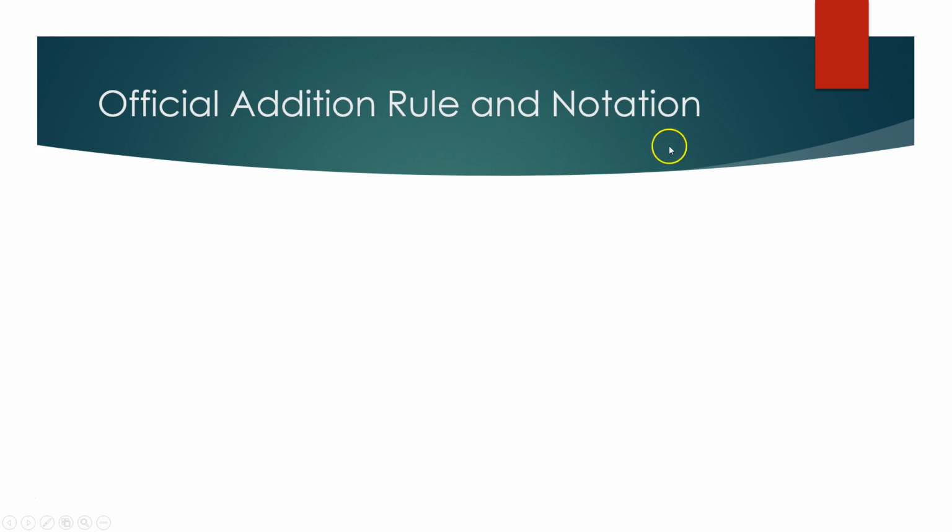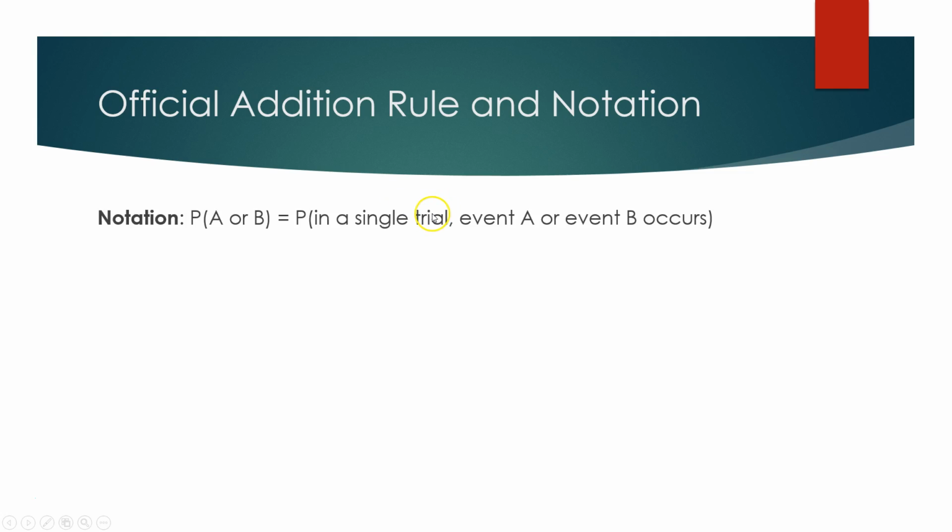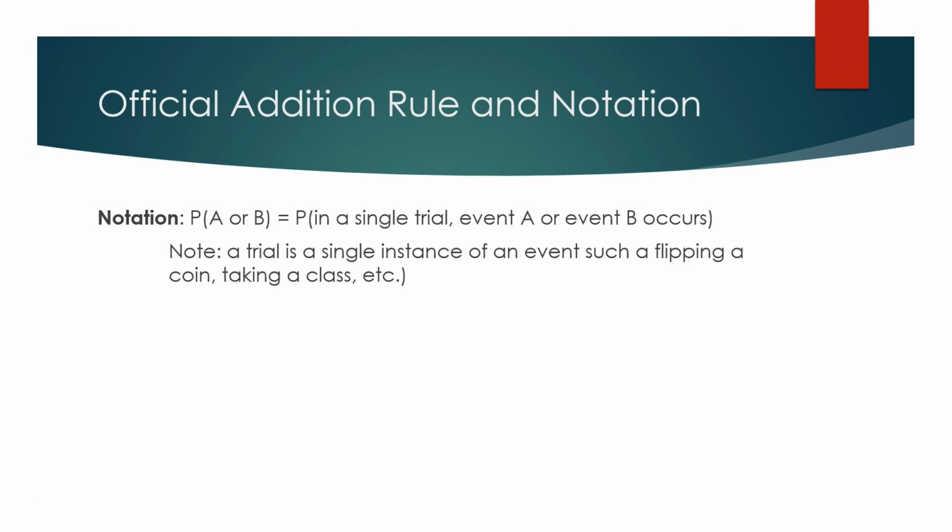So now that we've gone over the reason that we can't just add two probabilities when they have the word or in between, the official rule using official notation is P of A or B is equal to the probability of, in a single trial, event A or B occurs. And then again, a trial is some kind of part of an event. So it could be flipping a coin, it could be taking a class, anything at all that you're interested in looking at the probability of.